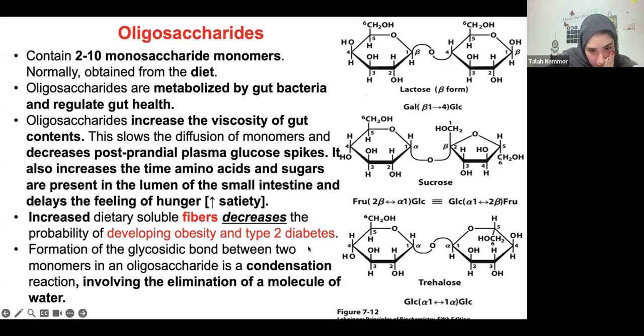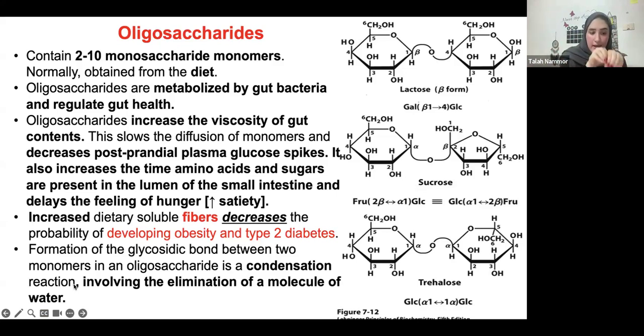What else? Formation of a glycosidic bond between two monomers in an oligosaccharide is a condensation reaction involving the elimination of a molecule of water. Let's say we have different sugars and we want to put them together to form an oligosaccharide. We have, like, 8 monosaccharides, and we want to form an oligosaccharide. How do they bond together?